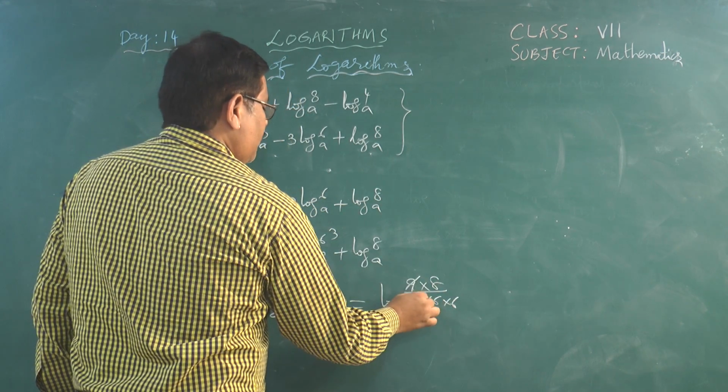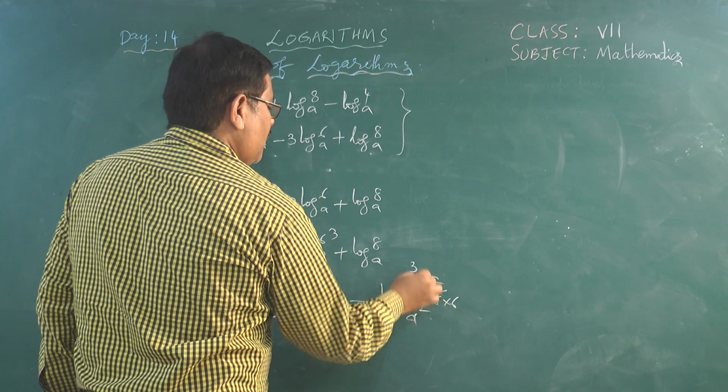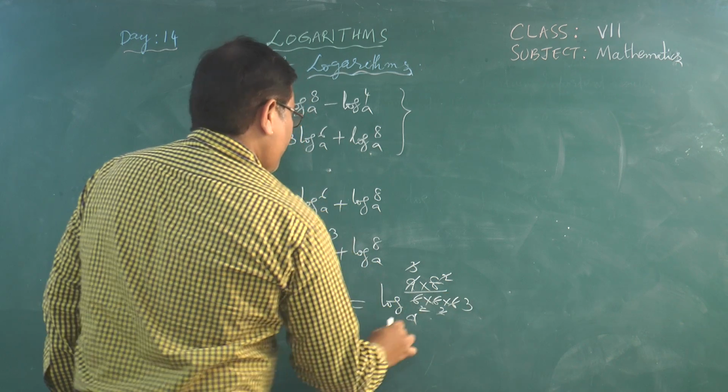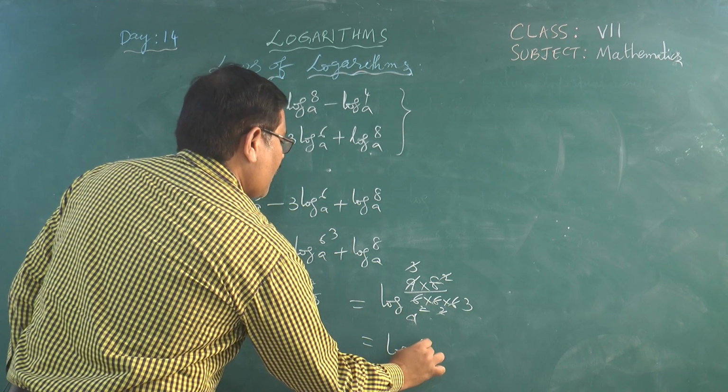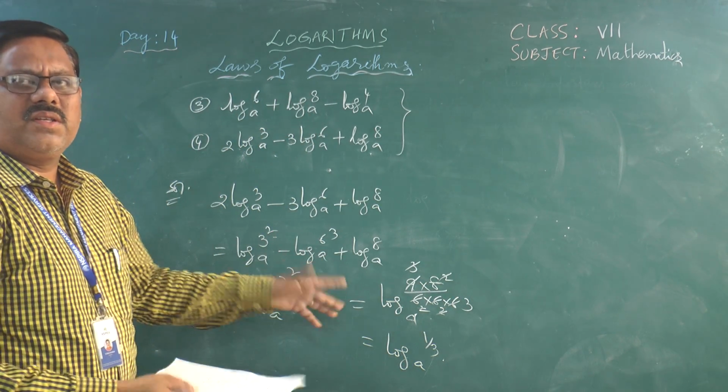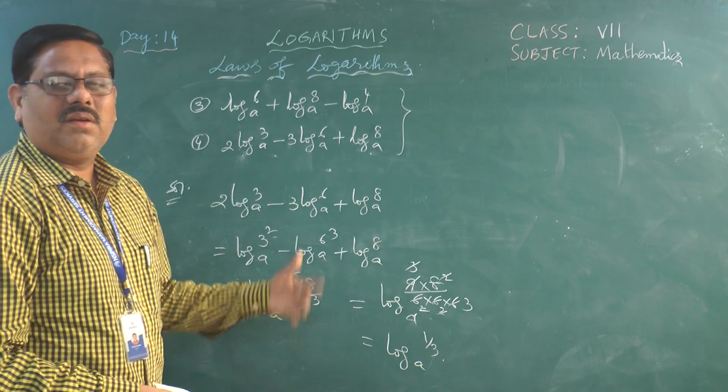Okay, so that is 2 times and 3 times, 3 times and 2 times, 2 2s are 4, and 2 cancels here, 3 times. So that is log 1 by 3 to the base a. That is anyway, that simplification is a next task. Simplification is a different task.